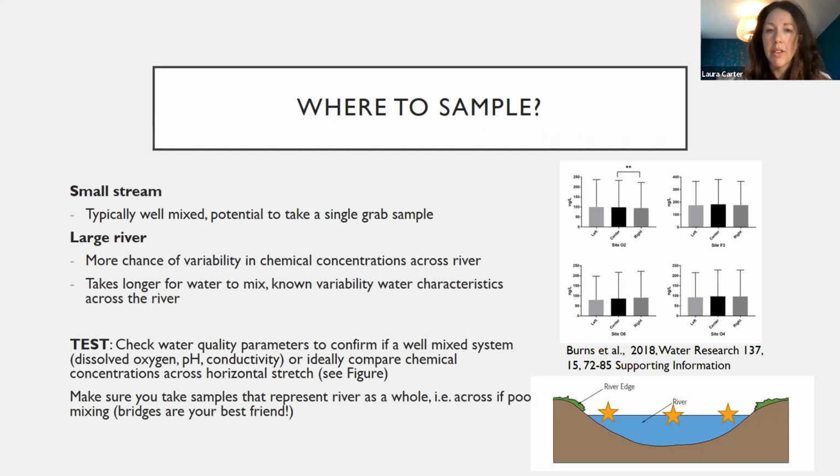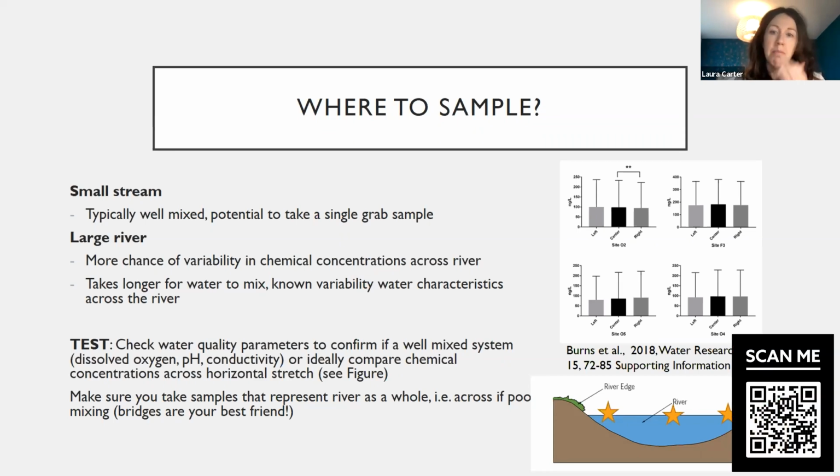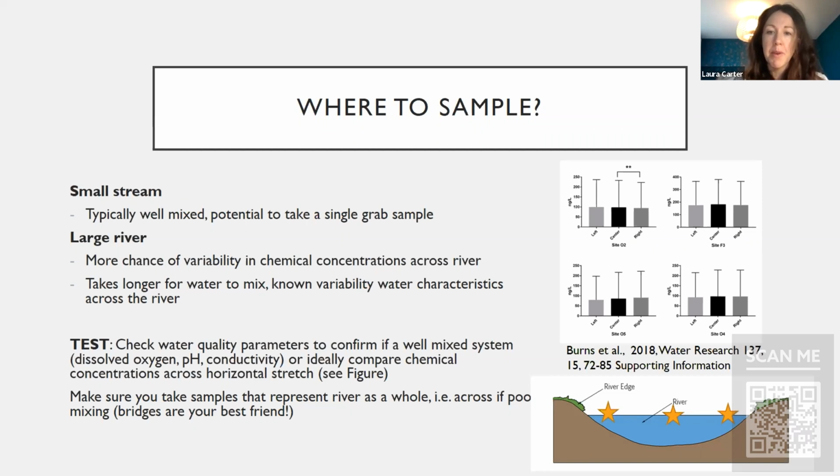The figure on the right-hand side of this slide is taken from the supporting information of the paper by Emily Burns, who I worked with on a monitoring campaign in York. She designed this study to look at chemical variability across a river stretch by taking a lot of repeated samples at 3 points across the river, and then comparing chemical concentrations with target analytes. It's probably important to point out here that our rivers in York are relatively small. So we found that these were well mixed.